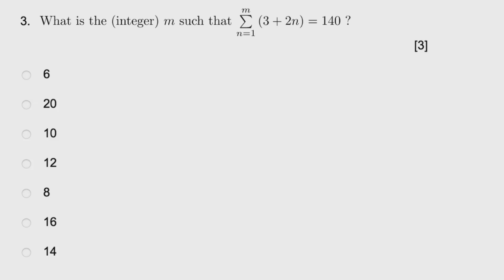Question 3. We are given the result of a summation, and then we need to find the upper limit of that. We notice that what's inside the sigma is addition, which means we can split 3 and 2n apart.